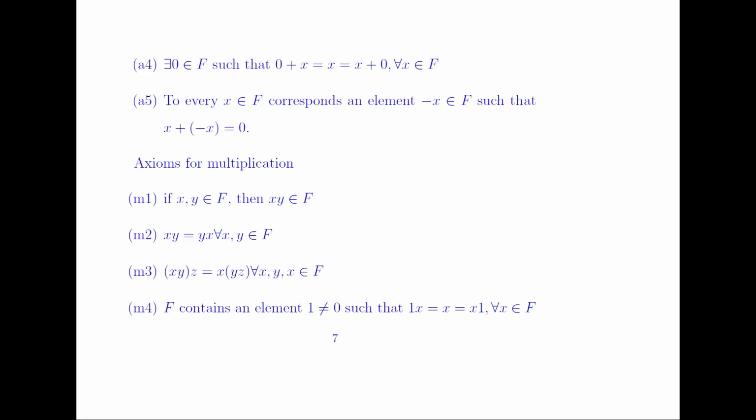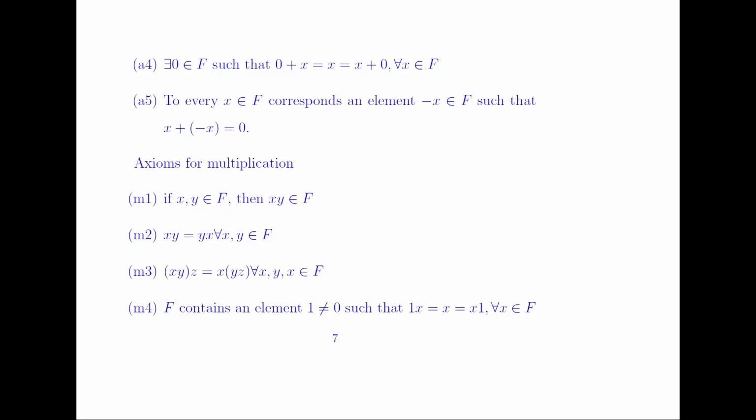Number four is the existence of the identity element under addition, that is there exists a 0 in the field F such that 0 plus x is equal to x plus 0. And number five, the existence of the additive inverse, that is to every x belonging to the field F corresponds an element minus x belonging to the field F such that x plus minus x is equal to 0.